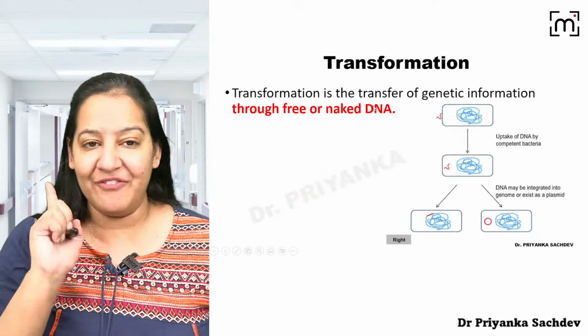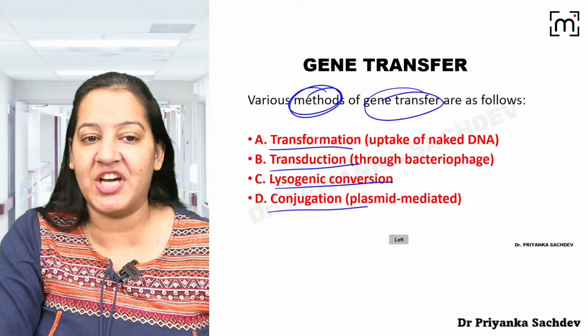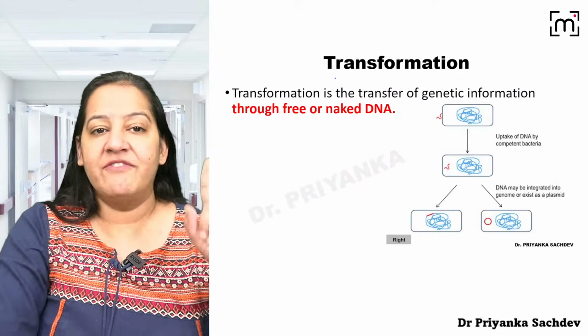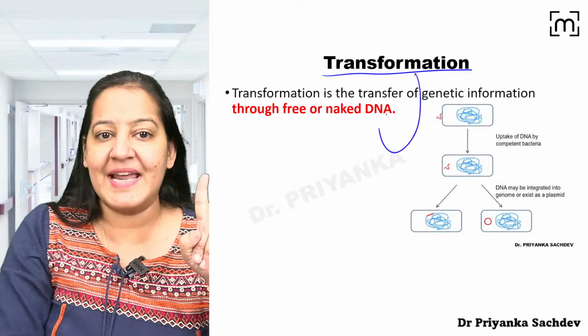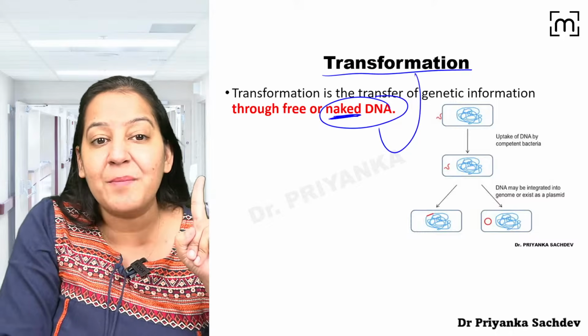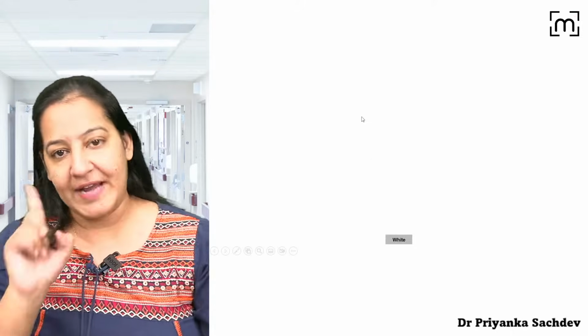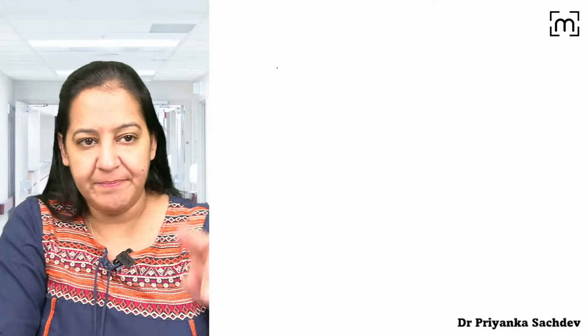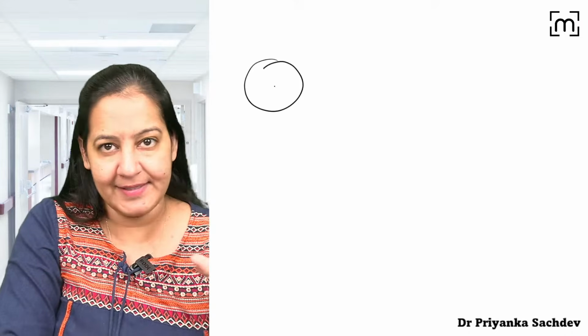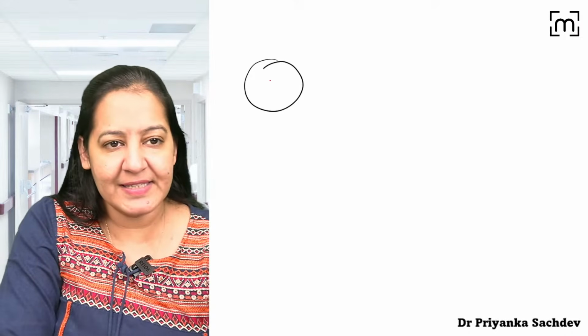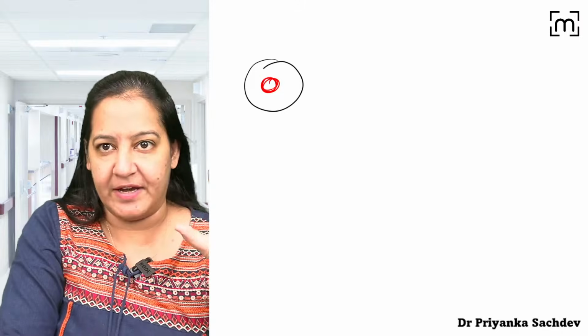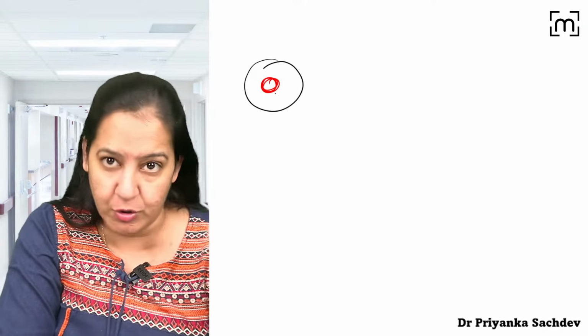So let me start with the first method, transformation. The word transformation, you have to learn, is linked to naked DNA. What do you mean by the term naked? Okay, I will draw a diagram for you, right? Imagine this is a bacteria. Okay, this is a bacteria, you all can see. This is the DNA of this bacteria. By DNA, I mean the chromosome of the bacteria.